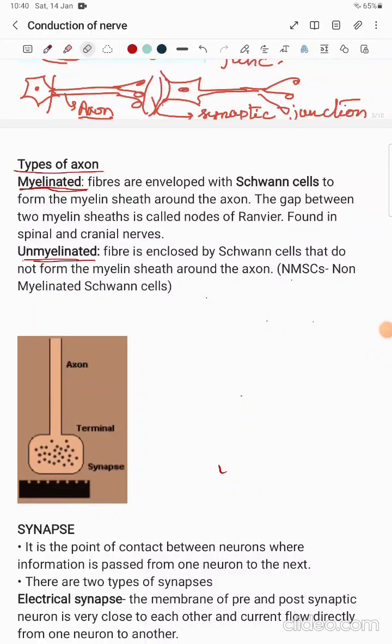Students, in this video, we are going to discuss the types of axon. That is, there are two types of axon. One is myelinated axon and the other one is unmyelinated axon. Now, first of all, what is meant by myelin sheath?